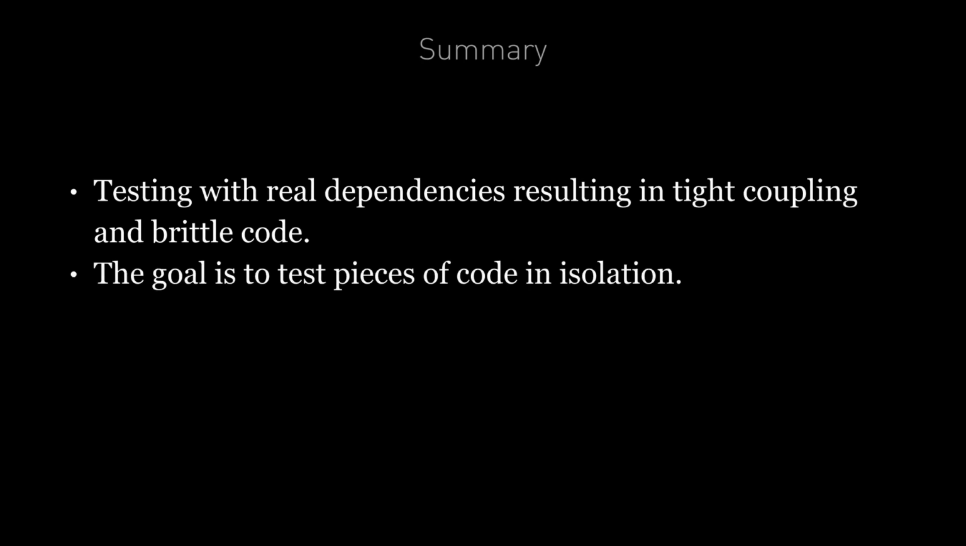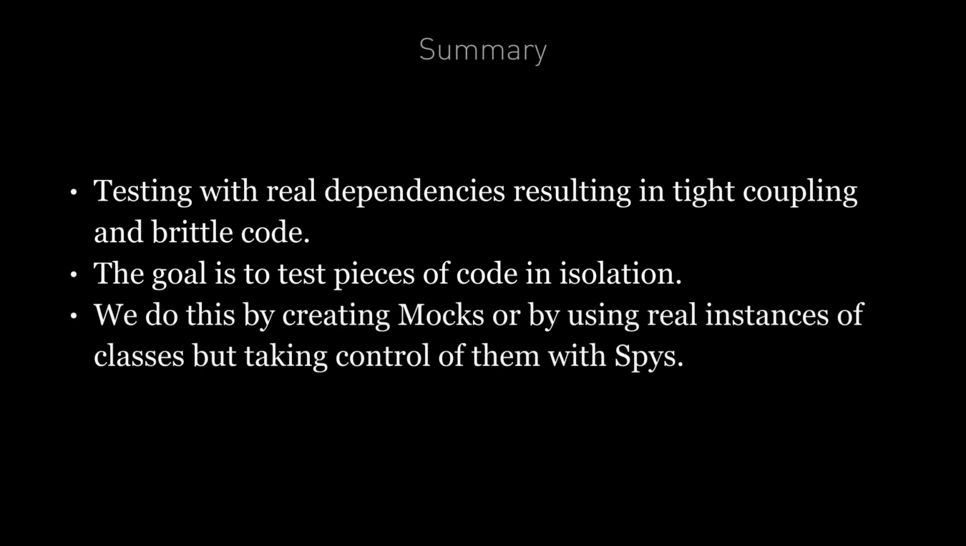So to summarize, testing with real instances of dependencies causes our test code to know about the inner workings of other classes, which results in tight coupling and brittle code. But the goal is to test pieces of code in isolation without needing to know about the inner workings of their dependencies. And we do this by creating mocks. We can create mocks using fake classes, by extending existing classes, or by using real instances of classes but taking control of them with spies.